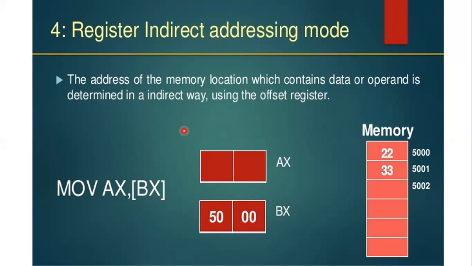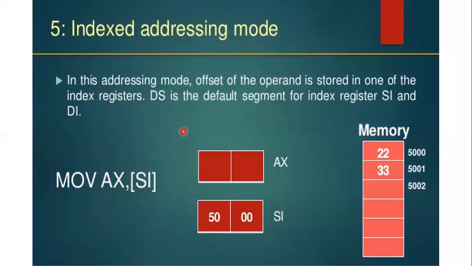Next one is indexed addressing mode. In this mode, the offset of the operand is stored in one of the index registers. The data segment is the default segment for the index registers, source index and destination index. Its syntax is MOV AX, [SI]. So this is the address of the source index.